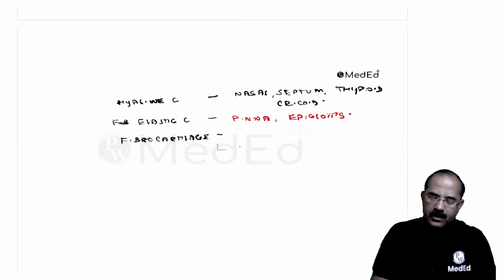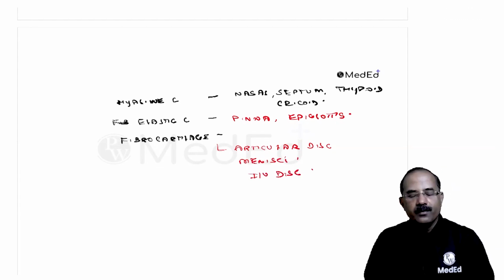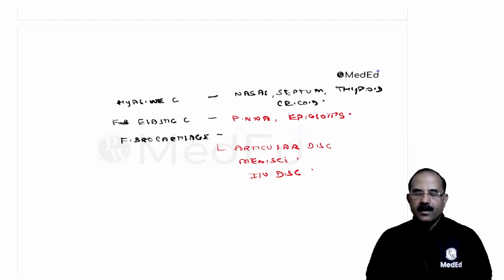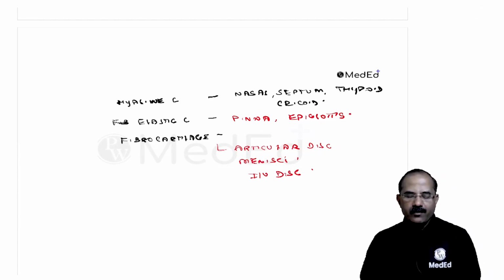White fibrocartilage, examples are articular disc, menisci, intervertebral disc. These are examples of white fibrocartilage. Yes, ligamentum flavum is also fine. Articular disc, menisci, intervertebral disc are examples of white fibrocartilage.